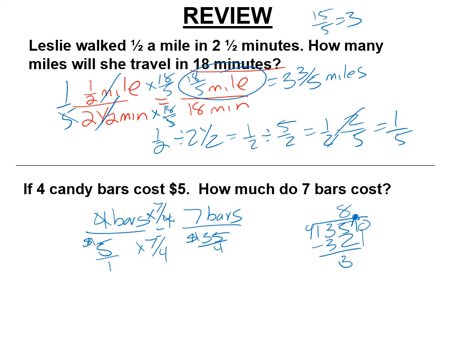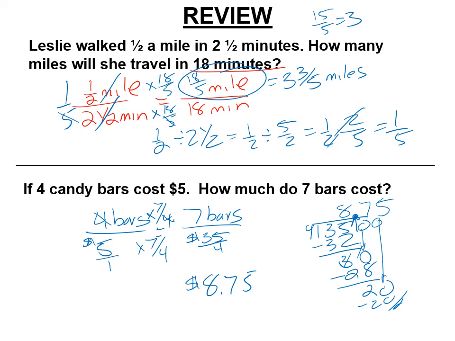35 has a decimal point. It goes straight up, 0 straight down. 4 into 30 goes 7. 4 times 7 is 28. Remainder 2, bring down a 0. 4 into 20 goes, oh, exactly 5. And so, how much did 7 bars cost? They cost $8.75 if it's going to be proportional, the same unit rate.